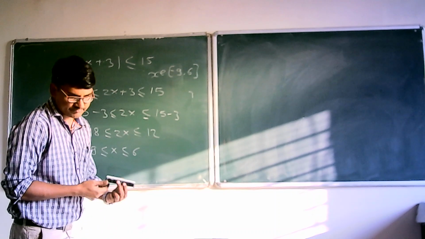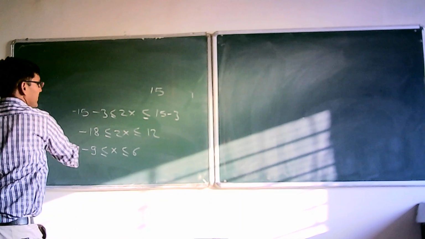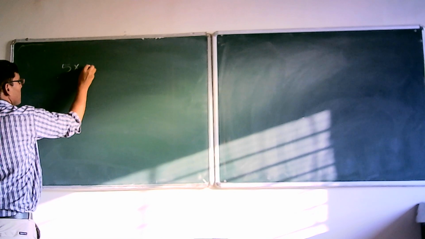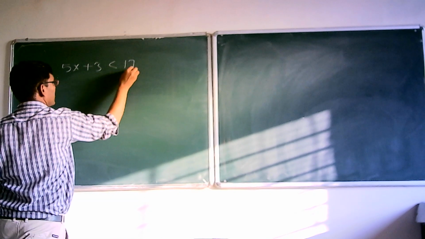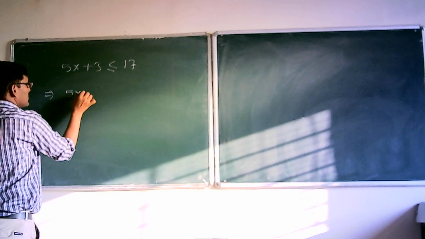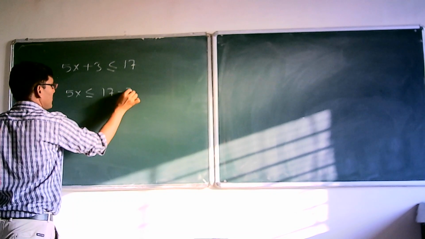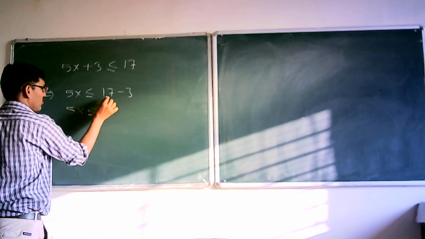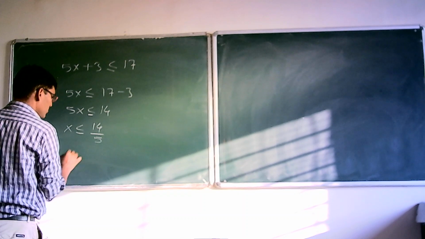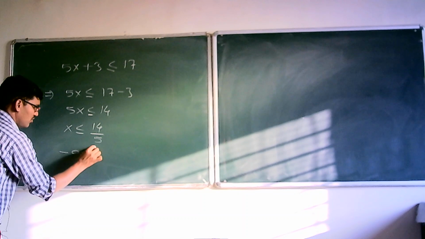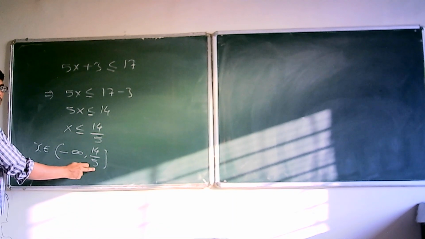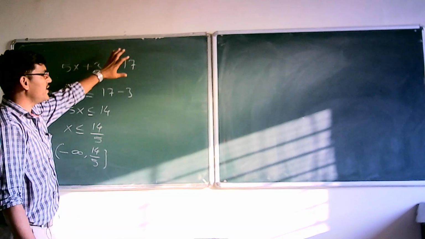Okay, now next example. Solve 5x plus 3 less than or equal to 17. This is equal to 5x less than or equal to 17 minus 3. So 5x less than or equal to 14. So x is less than or equal to 14 by 5. So what is the solution? It is minus infinity to 14 by 5. This is the solution. All x belongs to minus infinity to 14 by 5, then that x satisfies this inequality.